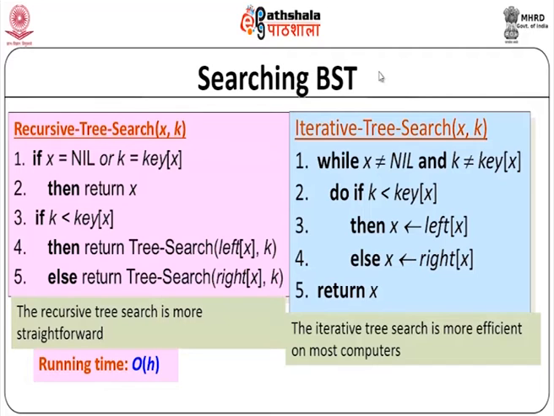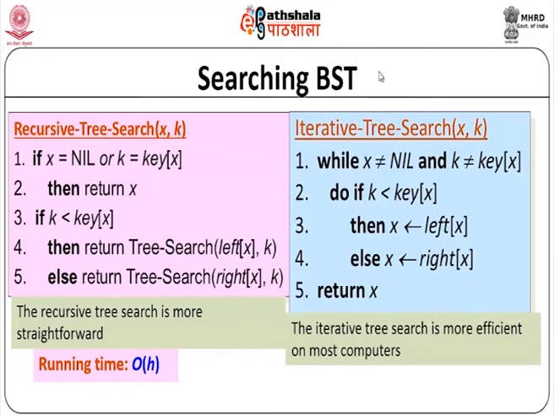Now, let us look at the algorithm for searching a binary search tree. There are two algorithms we will be discussing: one is a recursive tree search and the other is the iterative tree search. The input is going to be the root of the tree, the value at the root of the tree, and the key that you want to search for. If the root does not exist, that is, it is null, or the key itself is at the root, then you just return x, that is, the value of the root.